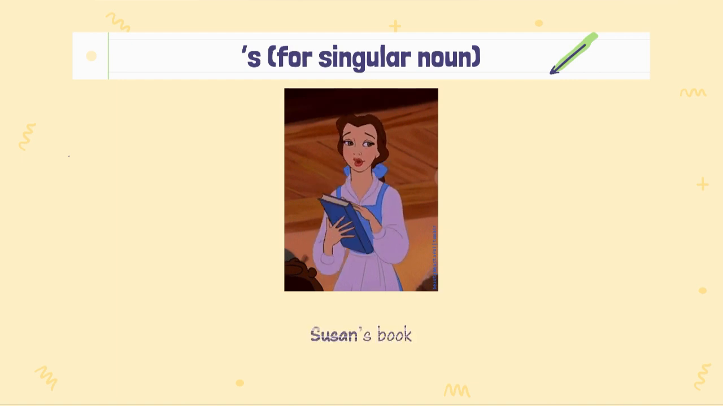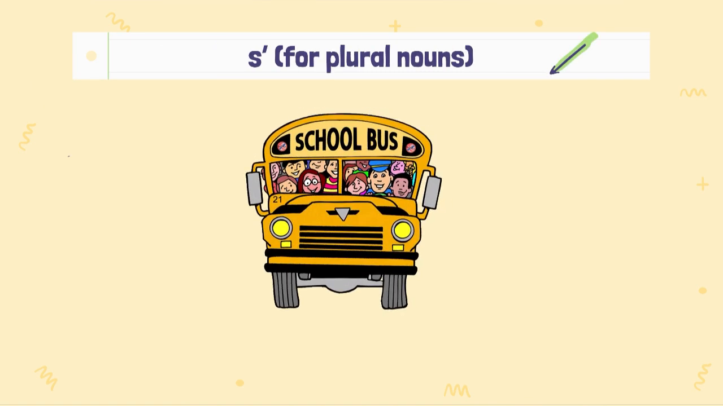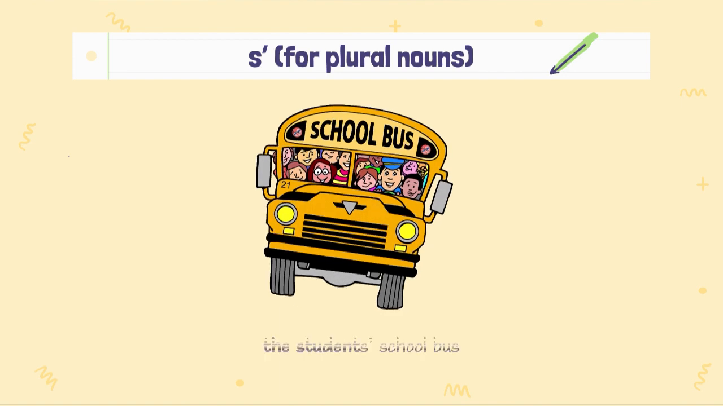Let's look at the example. Susan's book. Susan is singular. Susan is only one, so we use apostrophe S. Susan's book. Now for plural nouns, plural means more than one. For plural nouns that end with S, we will use S apostrophe. Apostrophe will appear at the end.